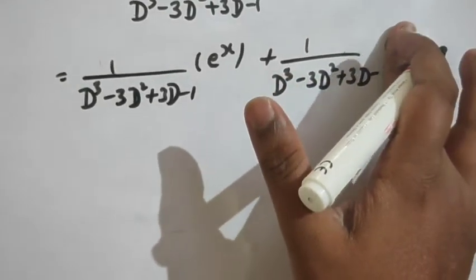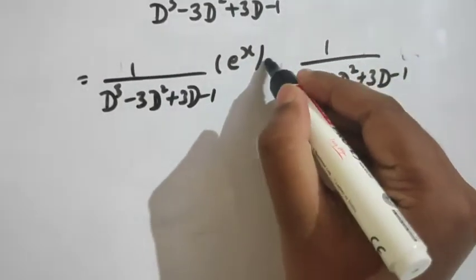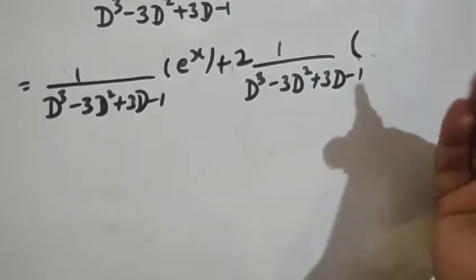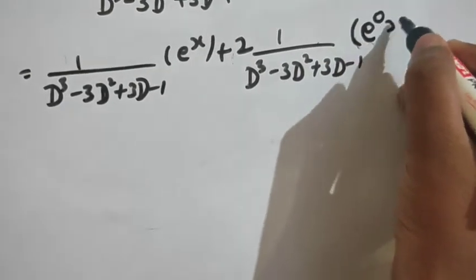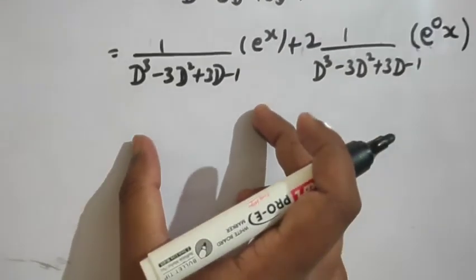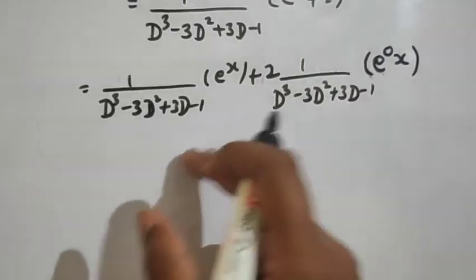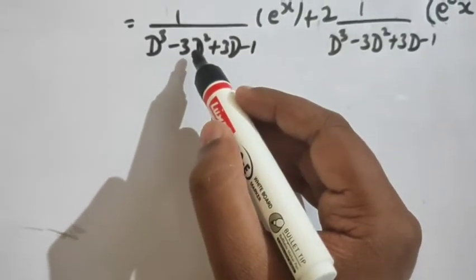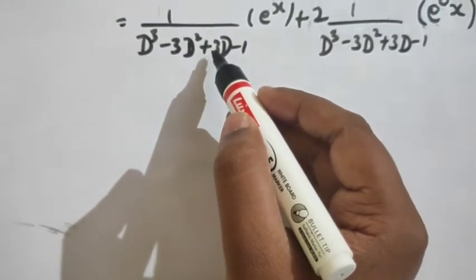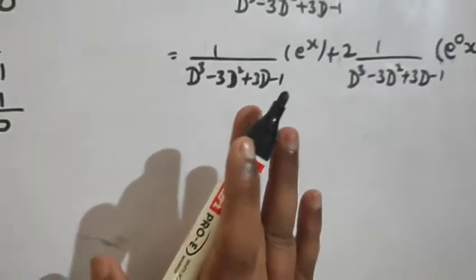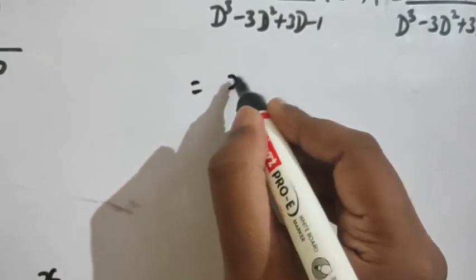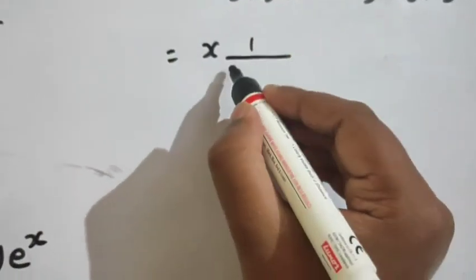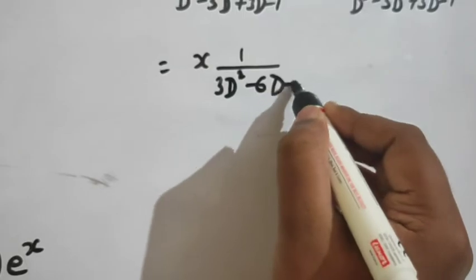Now I can send this 2 out since it is a constant. So it comes out of this operator, and inside I am left with 1, which I can write as e power 0x. Okay. Now I know the approach for both of these. First of all, you put the coefficient of x here, so it is 1 minus 3 minus 2 plus 3, that is 1 minus 1, 0. Since it is 0, you will multiply by x, keep it separate, and find the derivative of the denominator, so that is 3D square minus 6D plus 3.